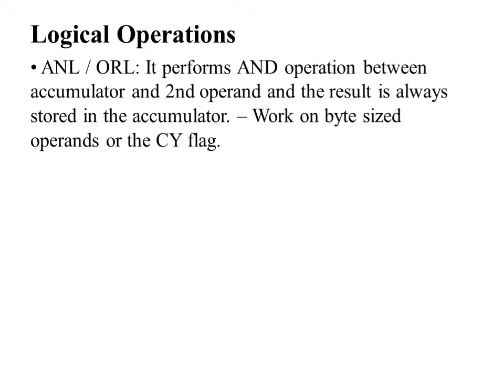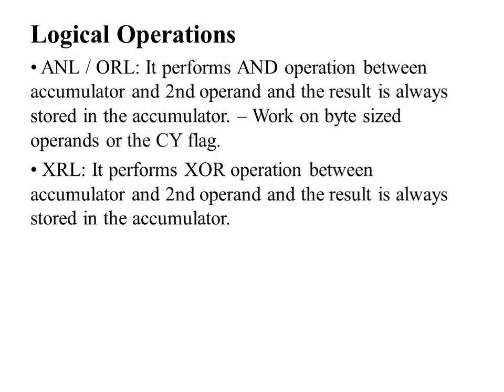Next are logical instructions. The first ones are ANL and ORL. These instructions perform an AND operation between the accumulator and the second operand, and similarly an OR operation between the accumulator and the second operand. They work on byte-sized operands, in the sense that they perform 8-bit logical AND and logical OR on the operands or the carry flag. Next is XRL. It performs an XOR operation between the accumulator and the second operand, and the result is always stored in the accumulator.